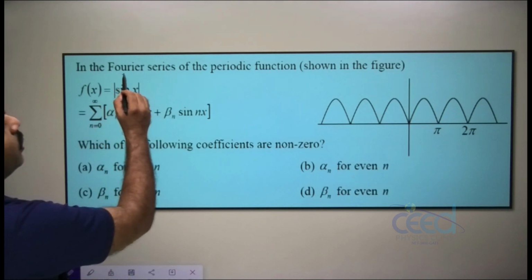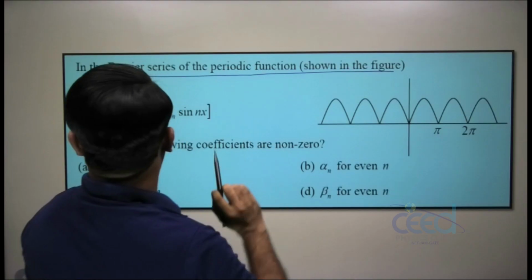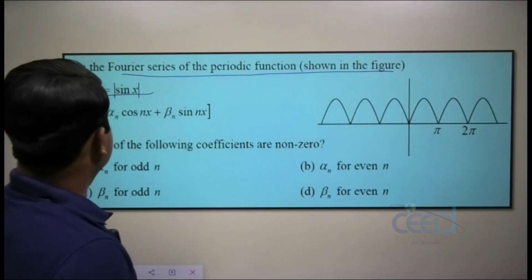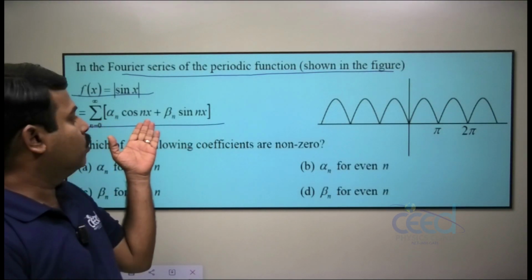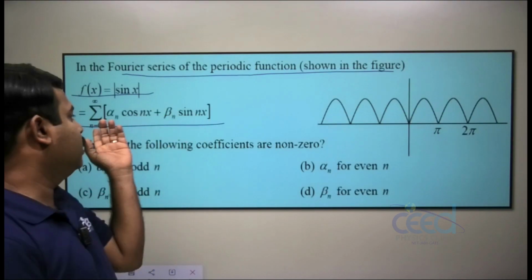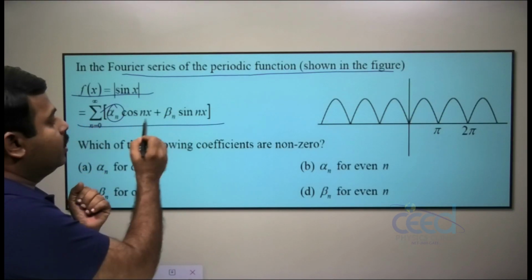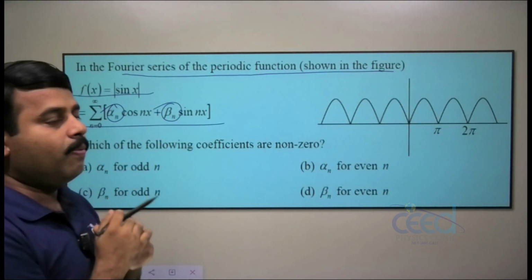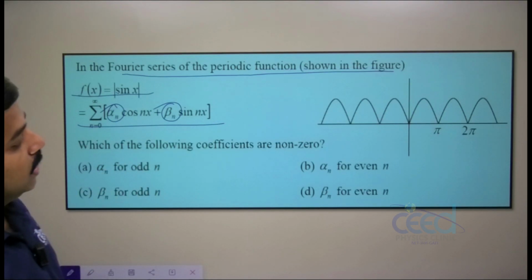The Fourier series of a periodic function is shown in the figure. One figure is given like this. F of x they have given as mod sin x, right? And any function we can represent as sigma n equals 0 to infinity of an cos nx plus bn sin nx. But instead of an they used alpha n, instead of bn they used beta n. Now which of the following coefficients are non-zero?